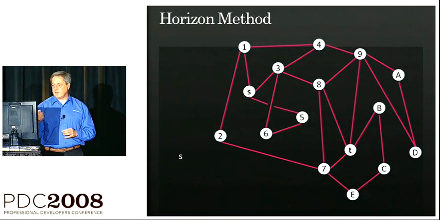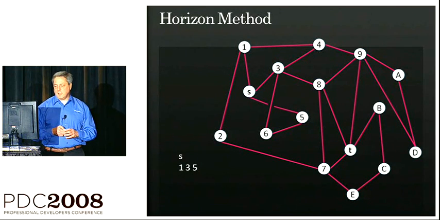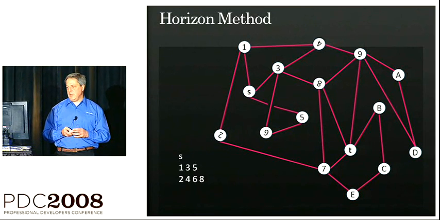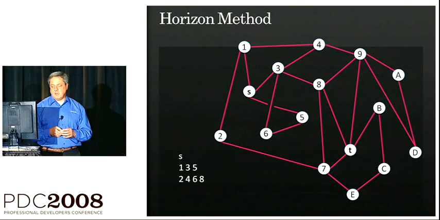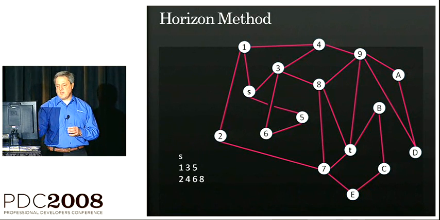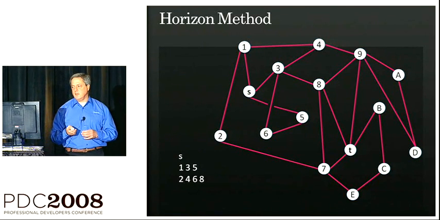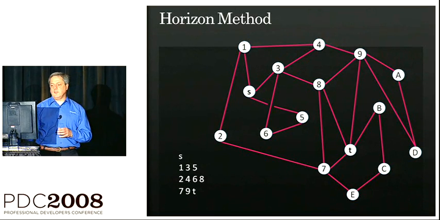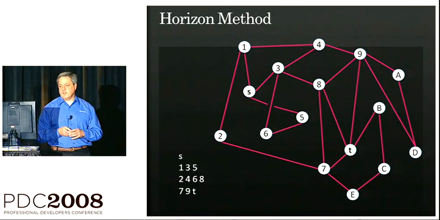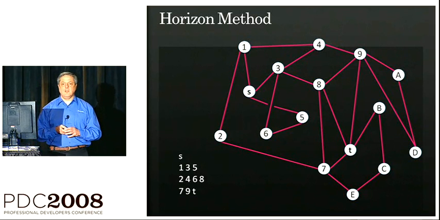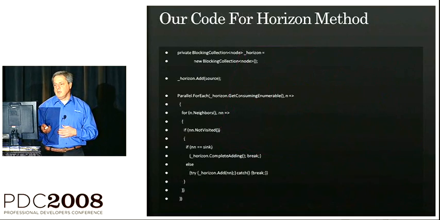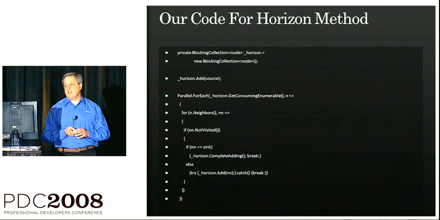So the horizon method starts at S. That creates a list of the neighbors of S, so 1, 3, and 5. Each of those nodes now goes out to their neighbors, and so I get a list of 2, 4, 6, 8. That's the new horizon. Then each of those goes to unvisited neighbors. I get a list of 7, 9, and then the sink node T. At that point, I want to quit.